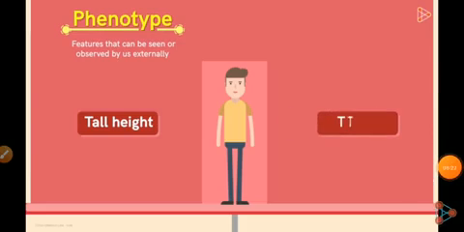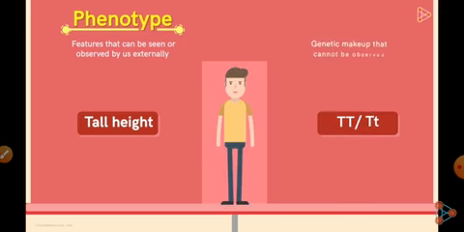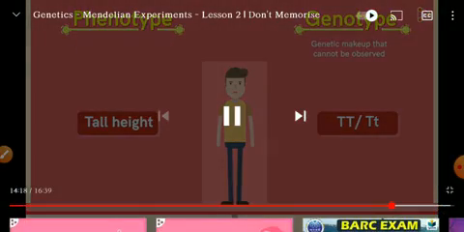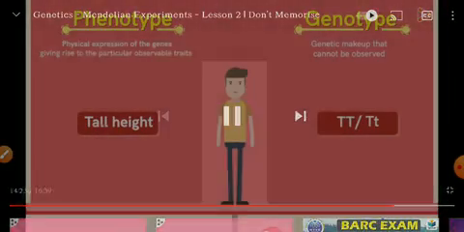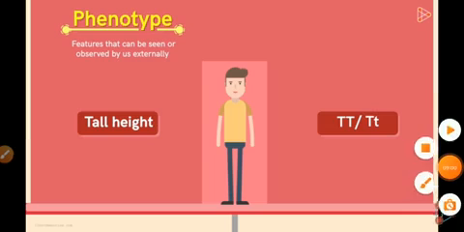Banana genes TT, both in uppercase, or Tt, one in upper and the other in lower case. We can't really predict it. So just by having a glance, we can't really guess if the individual is homozygous or heterozygous for height as the character. So the features of the genetic level which cannot be observed are called genotypes. In simple words, the physical expression of the genes giving rise to the particular observable traits can be termed as phenotype. On the other hand, genotype.